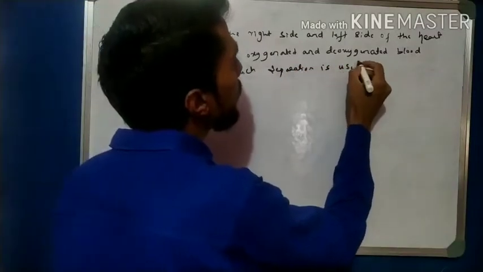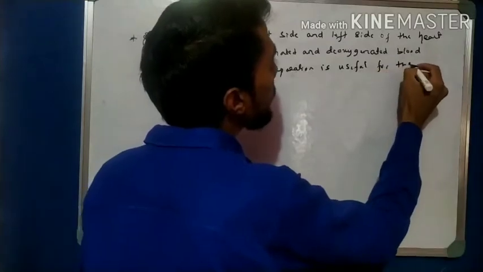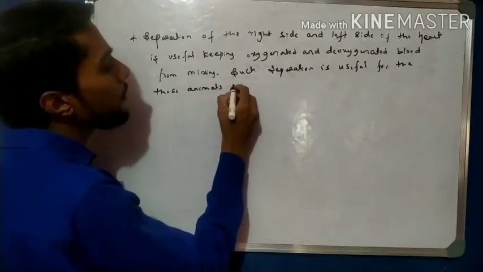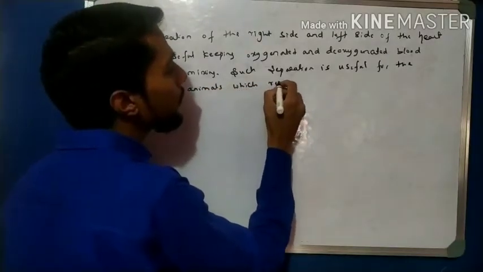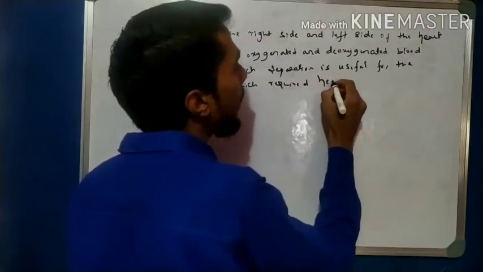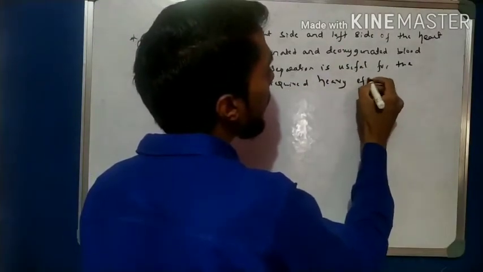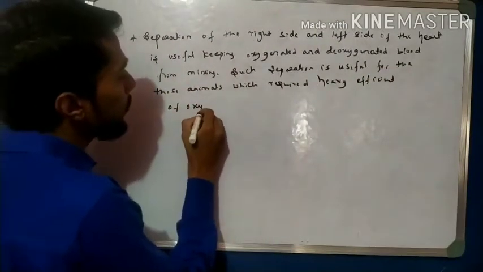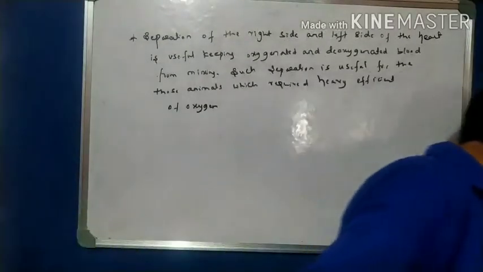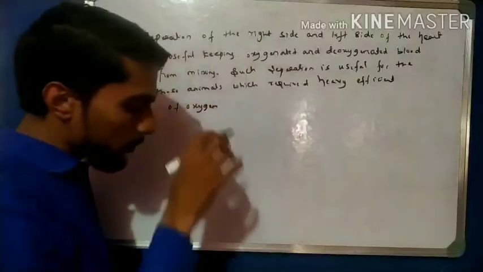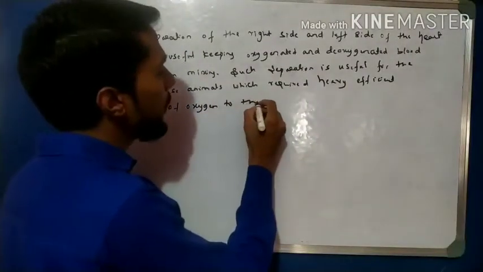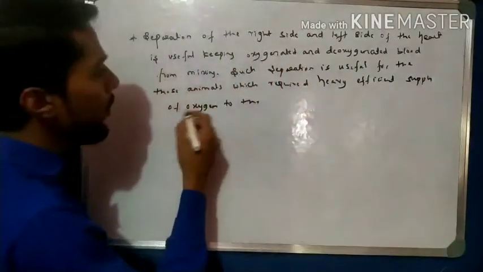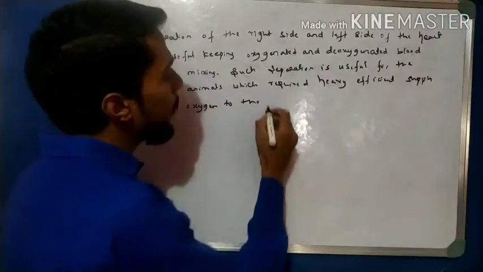Okay, such separation is useful for those animals which require heavy, efficient supply of oxygen to the body, right?